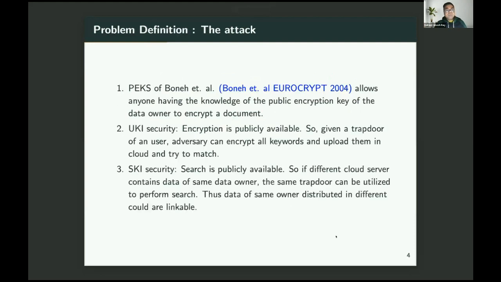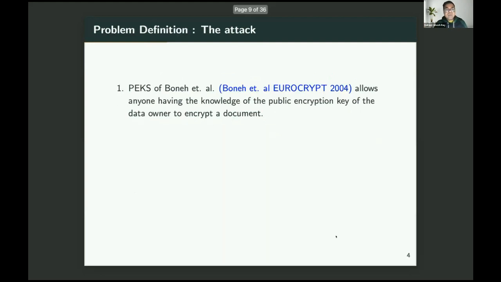Now let me explain all those securities one by one. So in the case of the Boneh scheme, what happens is the following: the public key encryption scheme means the encryption key is a public key. So the encryption facility is available to the rest of the world. Anybody and everybody can come and get their data encrypted.